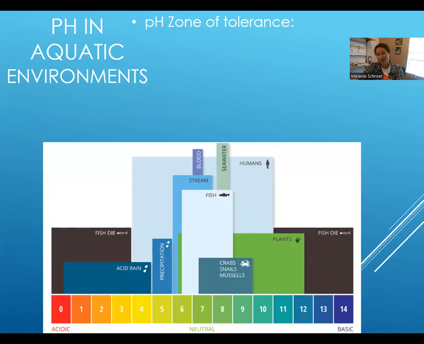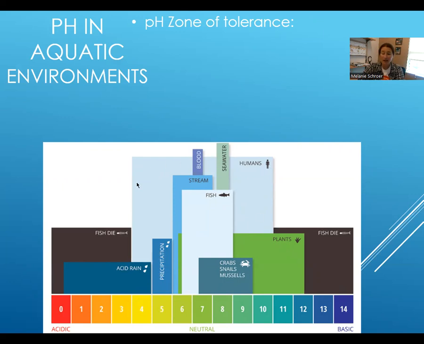Okay, pH in aquatic environments. Just as a reminder, pH is on a scale from 1 to 14, neutral being 7 here. And so what this graphic is showing us is essentially the zones of tolerance for different organisms, and also the pH of something like acid rain. So acid rain is caused by pollutants in the air, making the rain more acidic, and that is in this range here, like 1 to 4. Normal precipitation is maybe around 5 to 6.